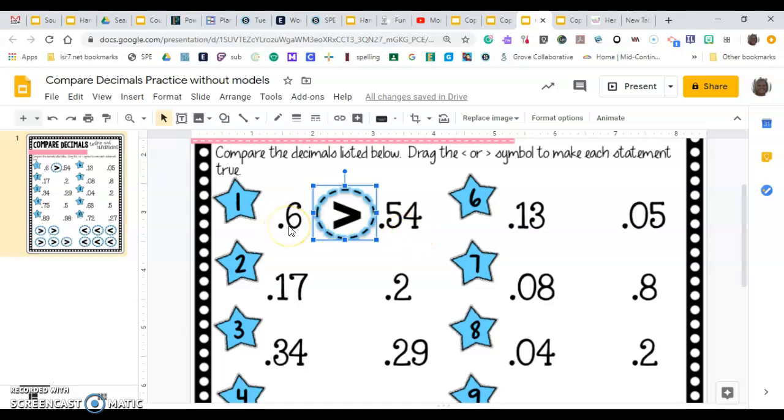You can also think, because we know that 6/10 is the same thing as 60 hundredths, so you can think 60 hundredths is greater than 54 hundredths.